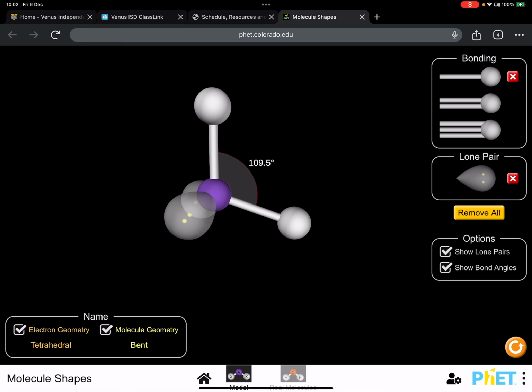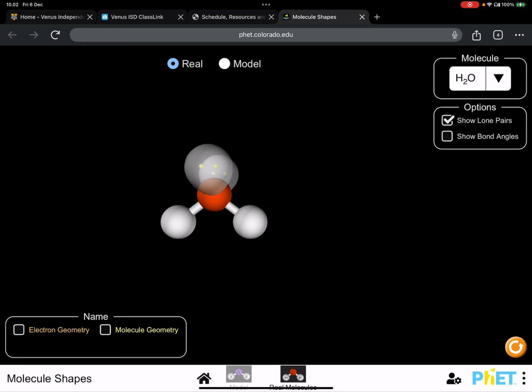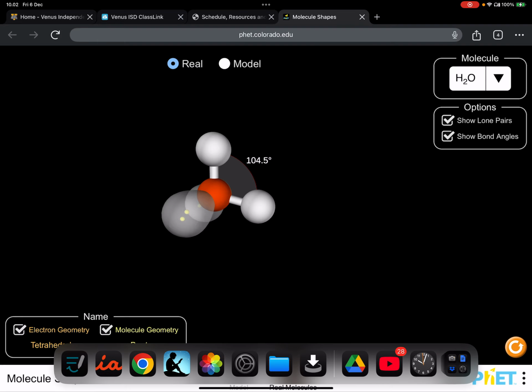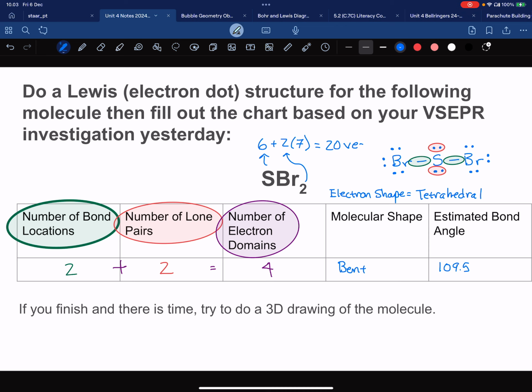So if we look at a real molecule, like say water, which is exactly the same kind of structure. See how that's exactly the same idea? Electron geometry is tetrahedral, molecular is bent. Show the bond angles. 104.5. You subtract approximately 2 degrees per lone pair. So in reality, it's really 104.5, or about 105.